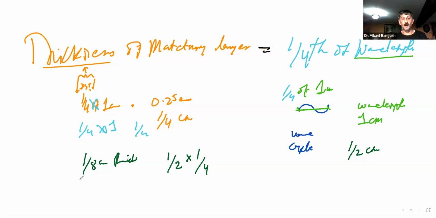And if you go on and say, what if our wavelength was 1/8 of a centimeter? Then the thickness of your PCT is going to be 1/4 over 1/8 of a centimeter, which is going to be 1/24 of a centimeter.